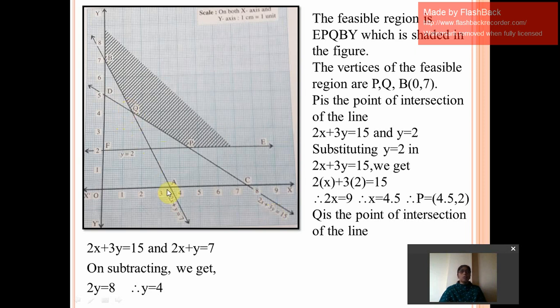Q is the point of intersection of the line 2x plus 3y is equal to 15 and 2x plus y is equal to 7. On subtracting these two equations, 2x gets cancelled. 3y minus y, 2y is equal to 15 minus 7, 8. Therefore, y is equal to 4. Substituting y is equal to 4 in equation 2, x value 1.5. Therefore, Q is equal to (1.5, 4).